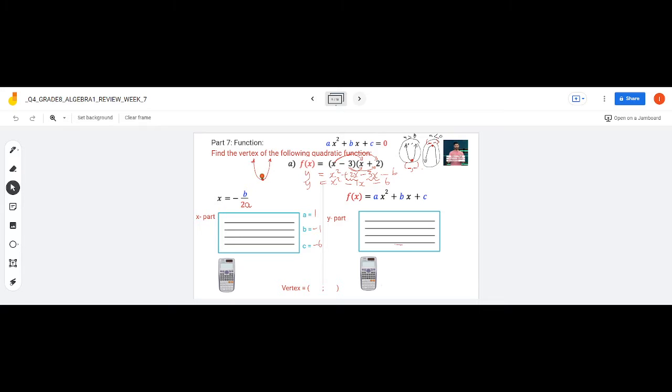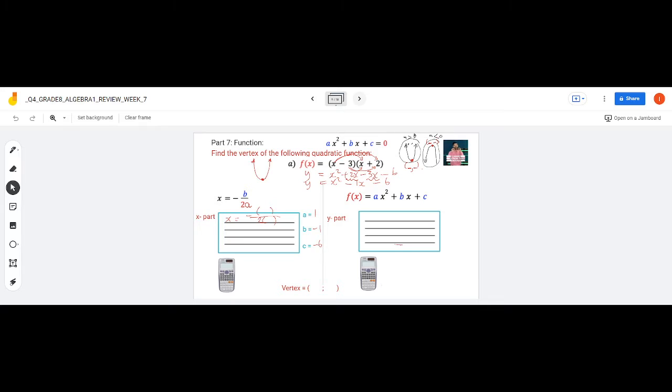So the vertex. What we do is we use a formula, and that formula is x equals negative b over 2a. So I'm going to just substitute. So x is equal to minus, what's my b and what's my a?